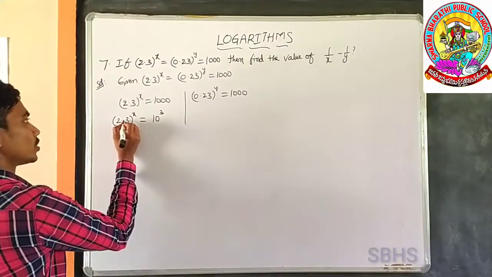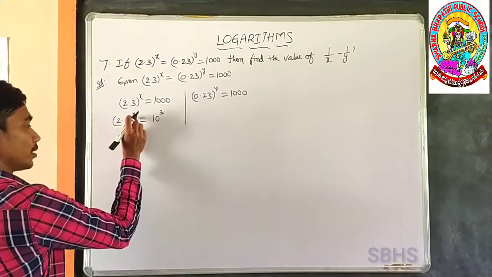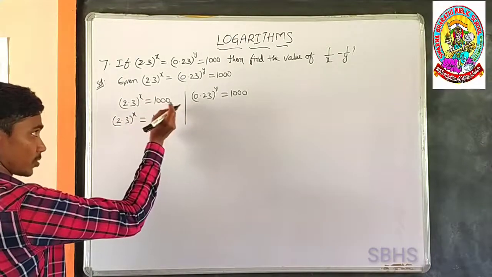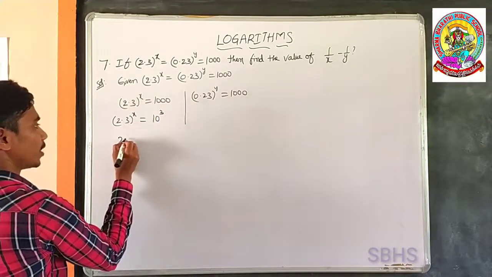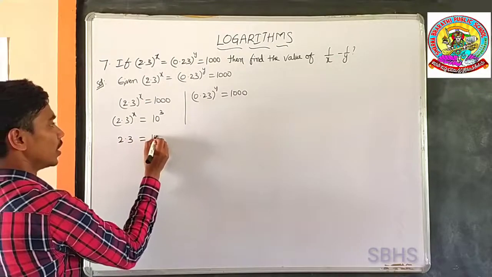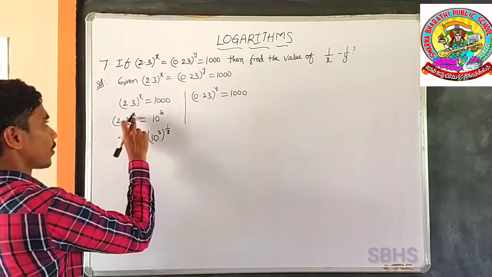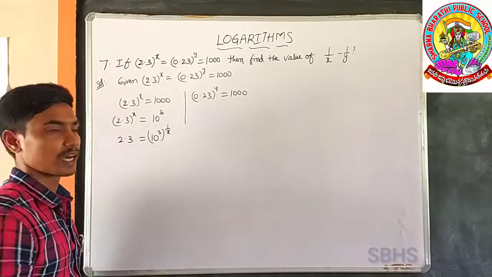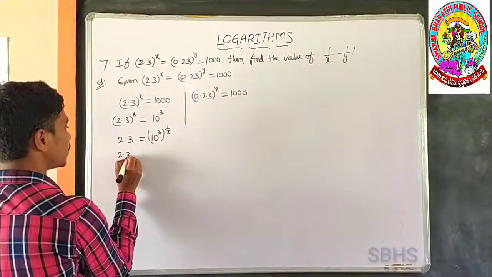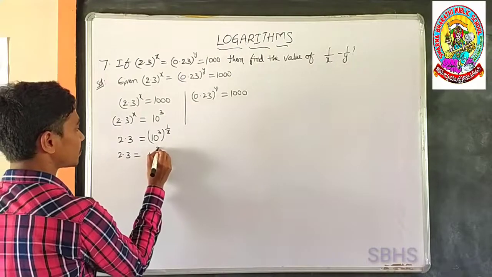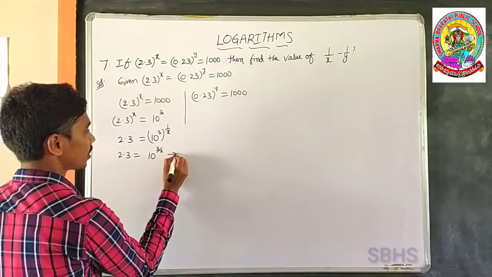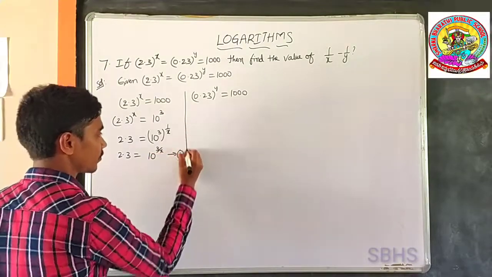Here 2.3 power x. The power x, if you transpose to the right hand side, it becomes 2.3 is equal to 10 to the power of 3 whole to the power of 1 by x. Here power x becomes 1 by x on the other side. So 2.3 is equal to 10 to the power of 3 by x. This is equation 1.